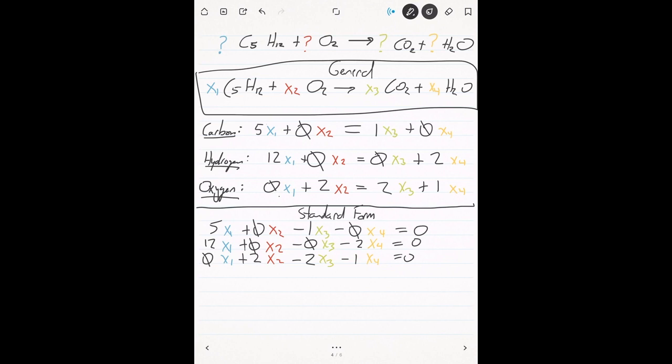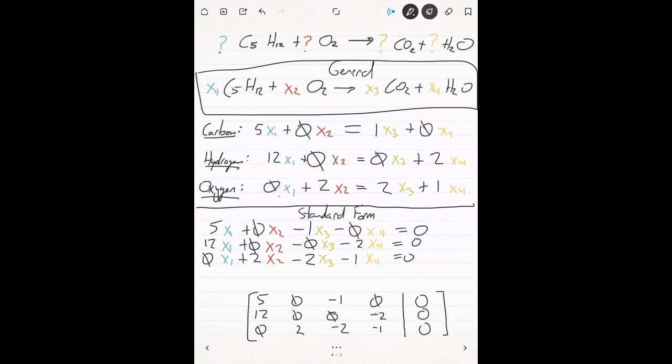So let's go ahead and do that. I'll do that right here. So the matrix will be, let's see, a 5, a 12, and a 0 for the first row, a 0, 0, 2 for the second row, a negative 1, I don't need to write negative 0, I'll just write 0, and a negative 2, a 0, a negative 2, a negative 1. And we're going to have an augmented matrix. So we're going to say all of these are equal to 0.